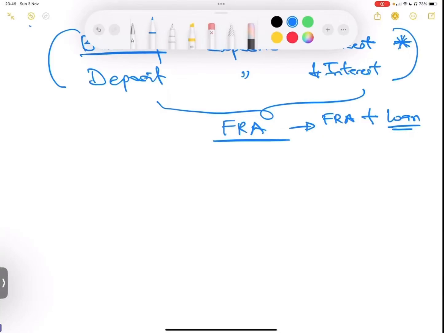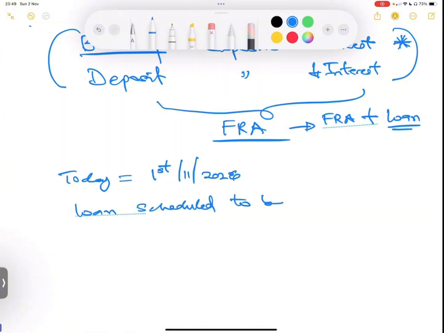So let me do an example to explain it better for you. I'm going to say today is the 1st of 11/2026, and you have a loan scheduled to be taken in 2 months. How much is that loan?